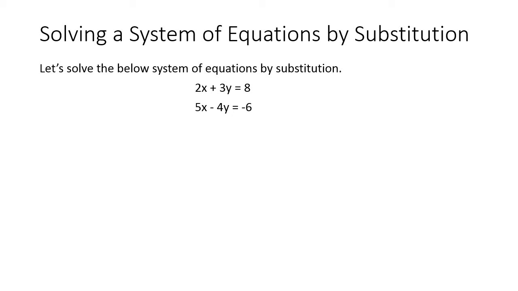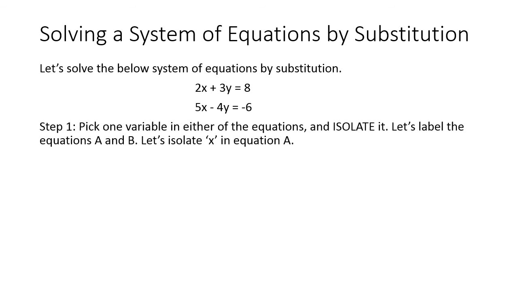Let's solve the below system of equations by substitution. So again, pick one variable in either of the equations and isolate it. Let's label the equations a and b. Let's isolate x in equation A. So unfortunately there's a number attached to every one of the variables here, so I just chose x in equation A because it has the smallest number attached to it. It makes it a little easier in the end. So we're isolating x now. So I moved 3y to the right hand side, divided both sides by 2.